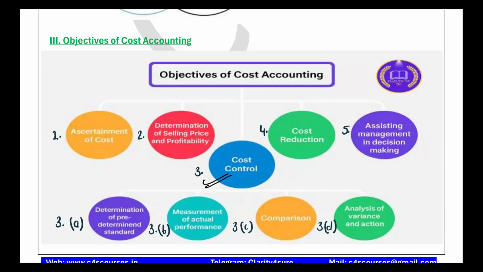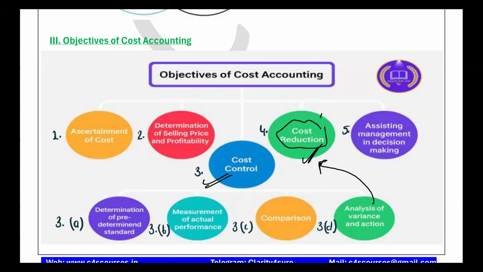After having the cost control, there are four methods that you need to keep in your mind. Then they will go for cost reduction. If they find that the variance is in excess, excess deviations, they will go for cost reduction. Is it clear?